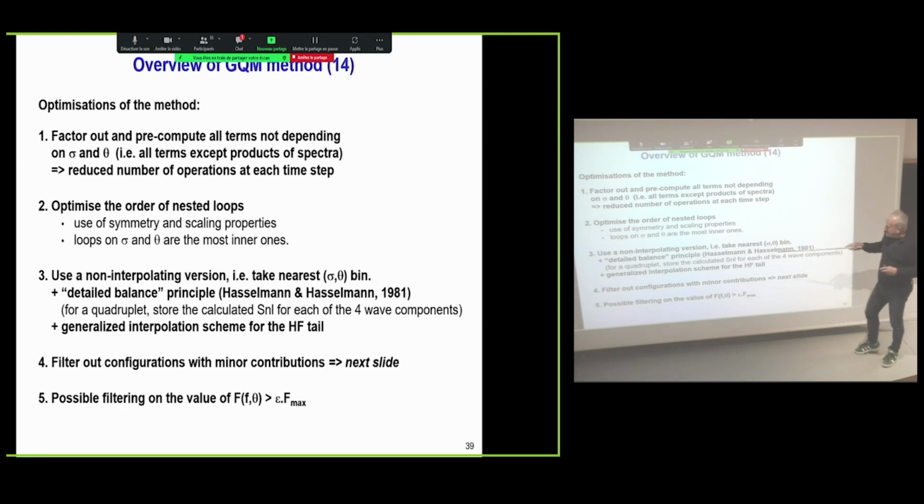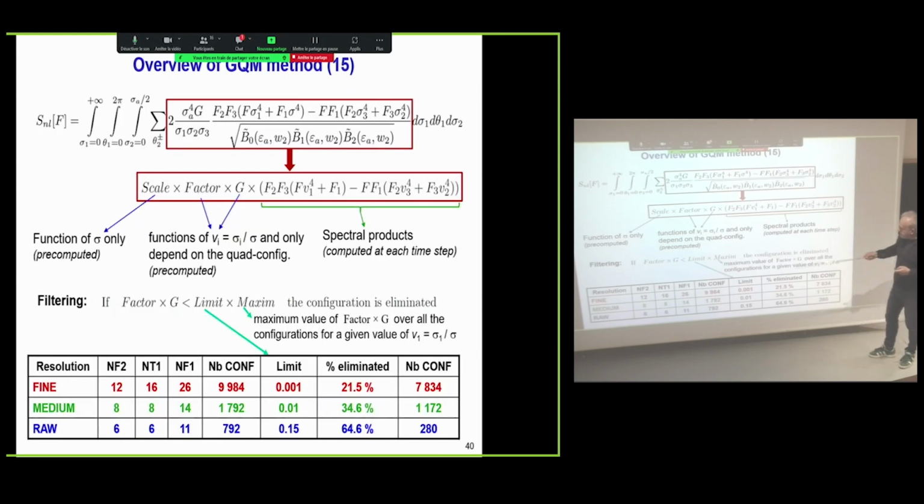One important thing also is that we have been using what I call a non-interpolating version. I mean, instead of interpolating values of the spectrum, we take the nearest bin. And in addition to that, we use a detailed balance principle introduced by Hasselmann, which says that if you compute the nonlinear transfer term for component 1, for instance, you have it also for component 2 and for component 3 and component 4. And you store it for all the 4 components of the interacting quadruplets. And we filter out also configurations with a minor contribution. I have to skip that.